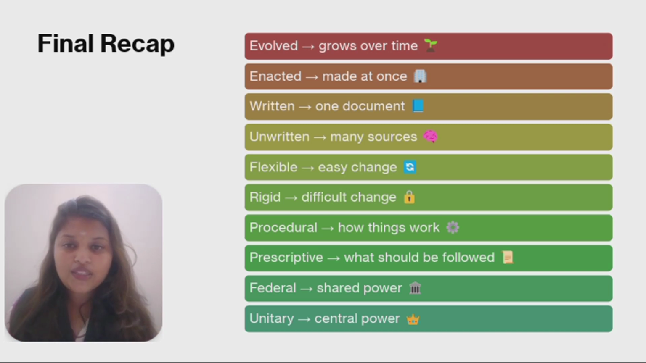So these are all the types of constitution that we have all around the world.